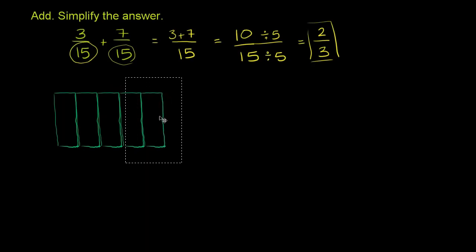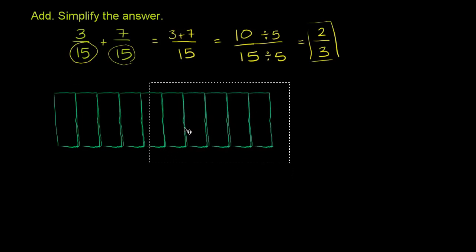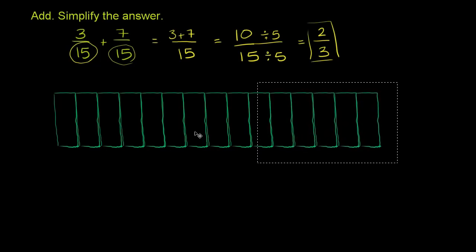Let me copy and paste this whole thing. So that's 5 sections right there. Let me copy and then paste that. So that is 10 sections. And then let me do it one more time. So that is 15 sections. You can imagine this whole thing is like a candy bar or something, and we have now split it up into 15 sections.